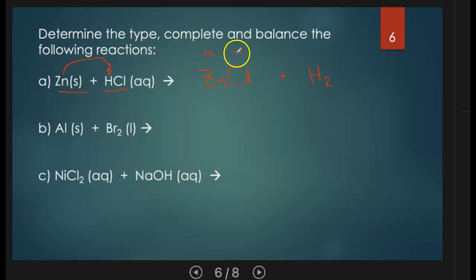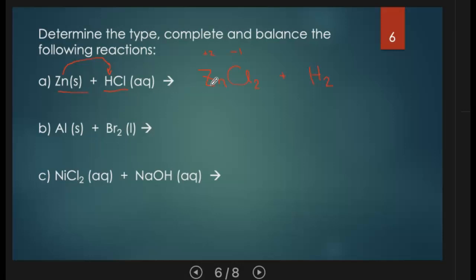Now back over here, we're going to use those charges to balance. And so we can see that we have a +2 for zinc, a -1 for Cl. We can crisscross those. And so we get ZnCl2 plus H2. Now remember, zinc is a rule that it's always +2. Silver is always +1, and cadmium is always +2.